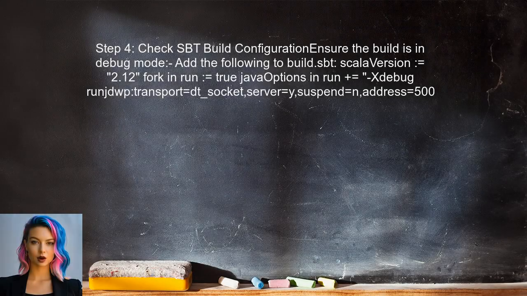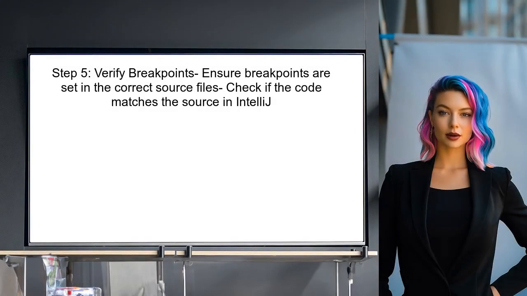If the breakpoints still do not work, the user should check if the code is being compiled in debug mode. This can be done by ensuring that the SBT build is configured to include debug information. Finally, the user should verify that the breakpoints are set in the correct source files. Sometimes, breakpoints may not trigger if the code being executed does not match the source code in the IDE.